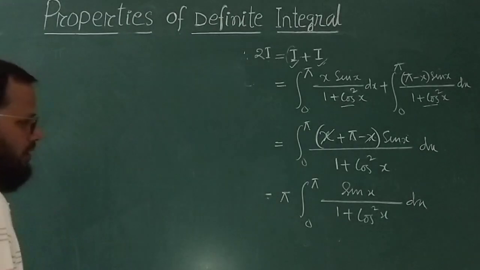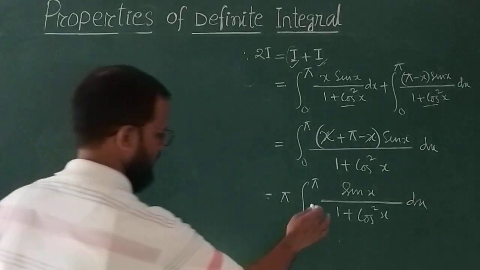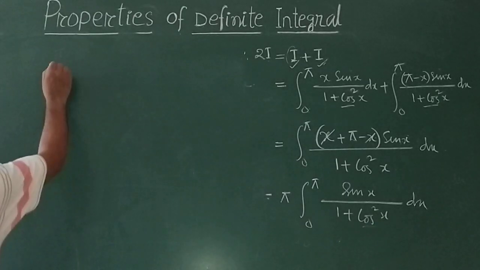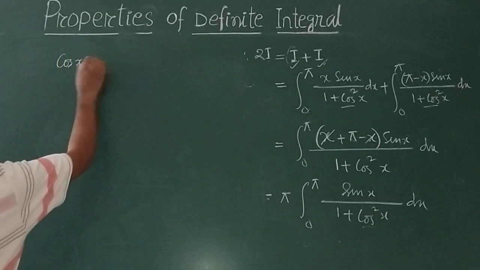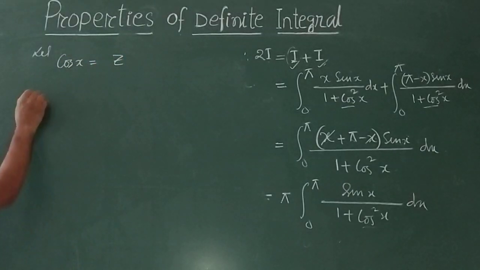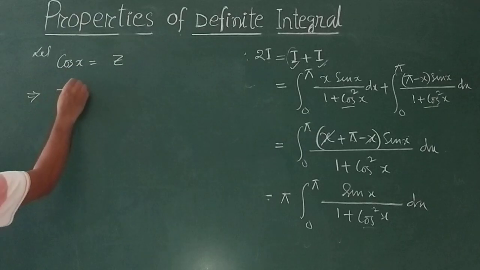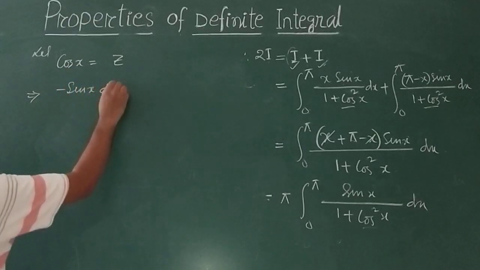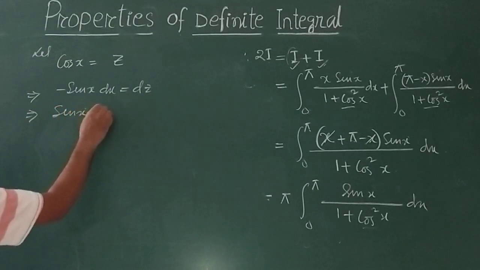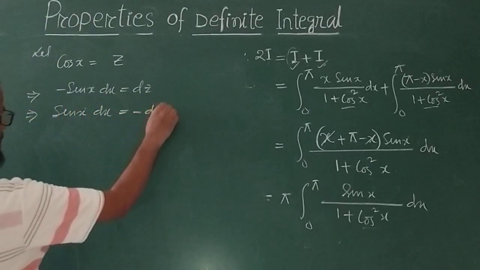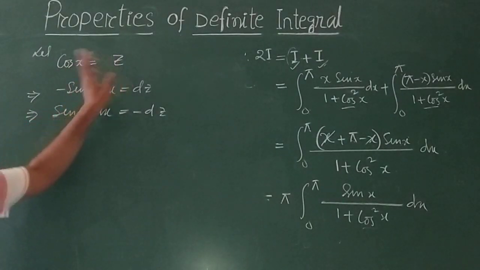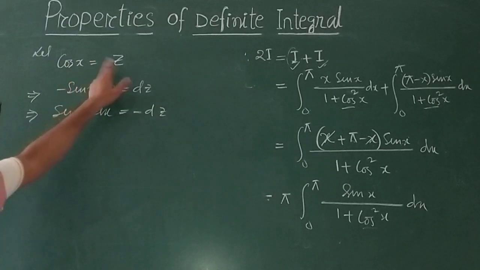Now use the property to use the substitution method. What you will do, you take cos x equal to z. Then the derivative of cos x gives minus sin x dx equal to dz, or you can write sin x dx equal to minus dz. Now when you use the substitution method, variable x is converted into variable z.